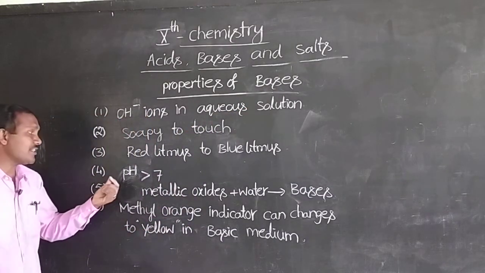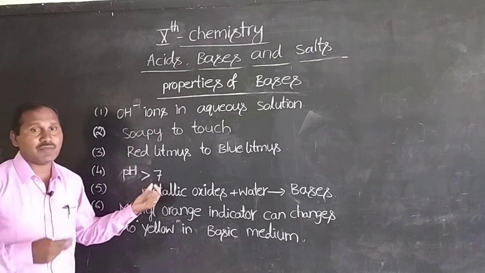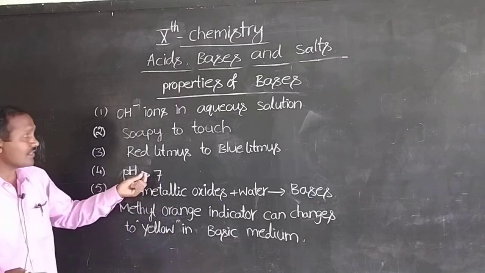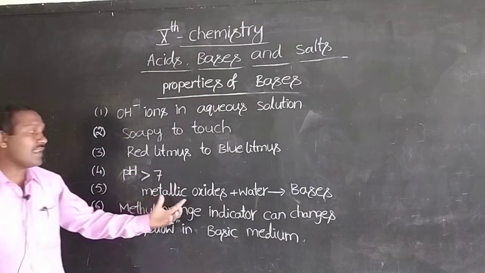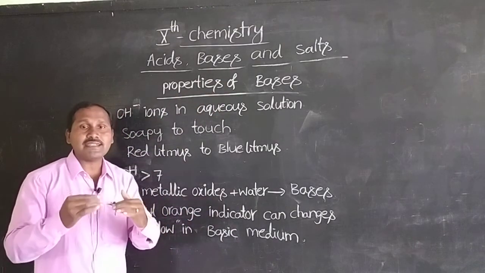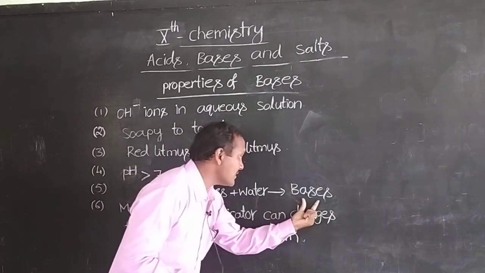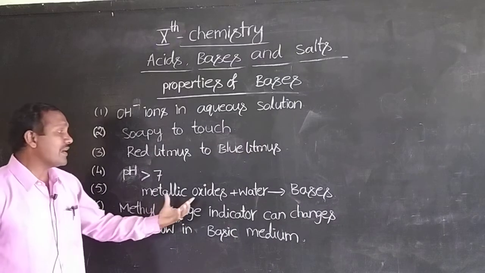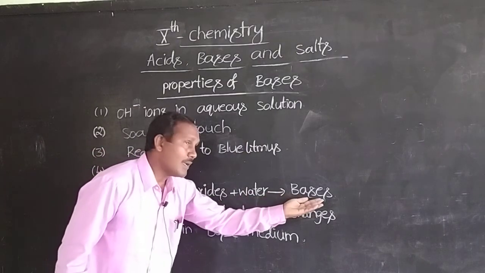Next, pH values. Its pH value is greater than 7. A pH value greater than 7 indicates bases. Next, metallic oxides. Metallic oxides react with water to form bases. So we can understand that metallic oxides react with water to produce bases.